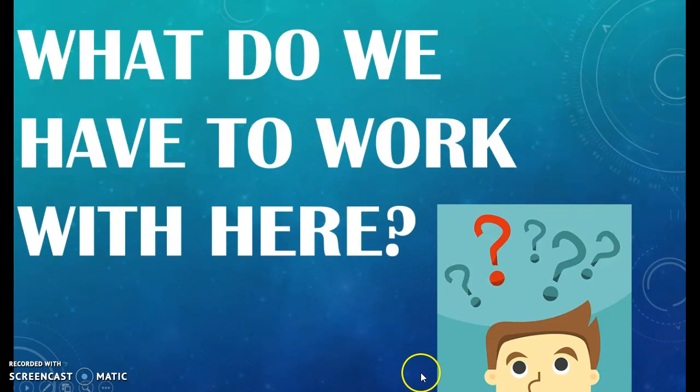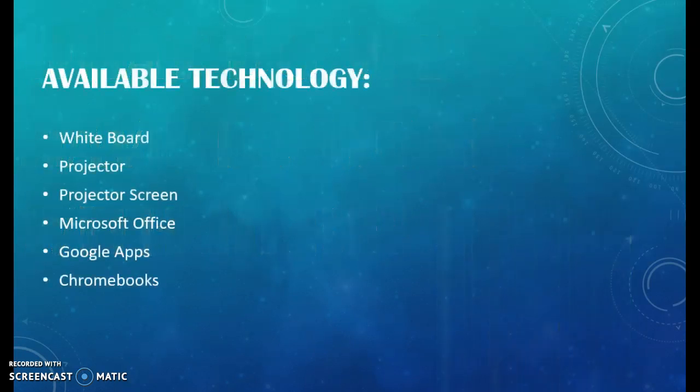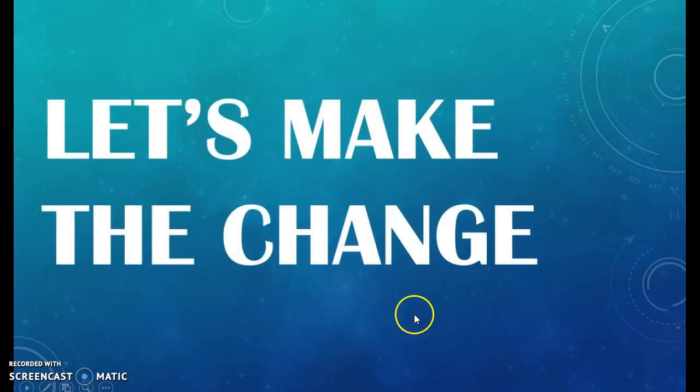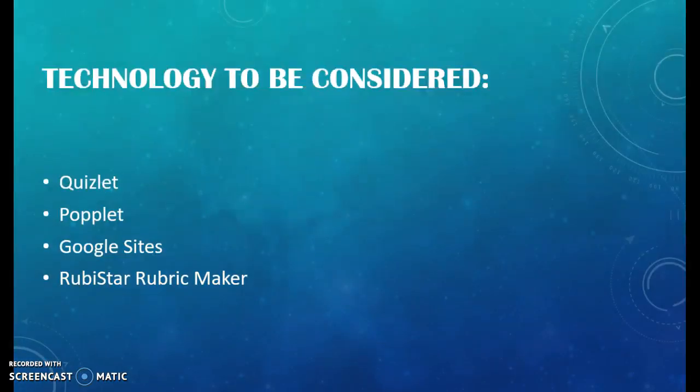So, what we need to do as teachers is think, what do we have to work with? In this specific class, we have a projector which can be displayed on a whiteboard so that you can write on what you're projecting. So, like a fill in the blank would work. They have projector screens. Everyone has Microsoft Office as well as the Google apps because everyone, including the teachers and students, have Chromebooks in addition to just regular school computers. So, it's time that we make a change. Times are evolving, so should our lessons.